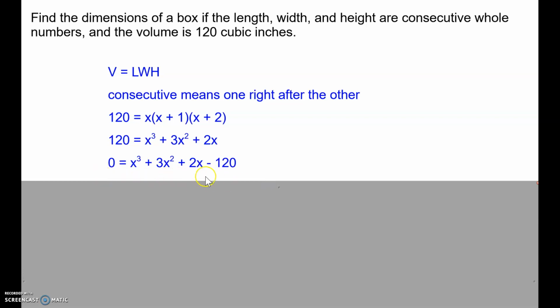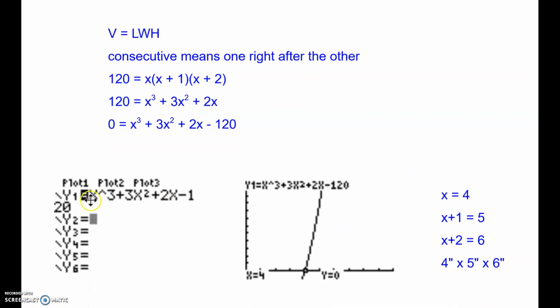Now, rather than try to solve this algebraically, we're going to put it into our calculator and find the zeros. All right, so let me see if I can get that to go away. There we go. I put in my equation and then I graphed it. And again, what I'm looking for is where this function's value equals 0, which means the y value is 0, which means I'm looking for the x-intercept.